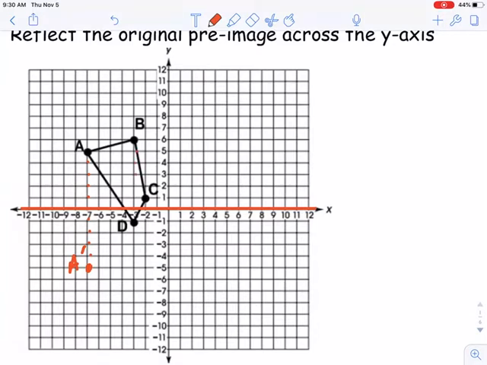B is 6 above. 1, 2, 3, 4, 5, 6. So B will be 6 below. C is 1 above, so C prime will be 1 below, and similarly for D, it's going to look like this. Very beautiful.